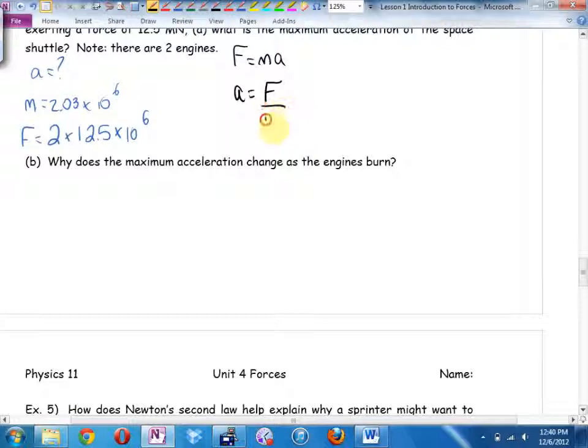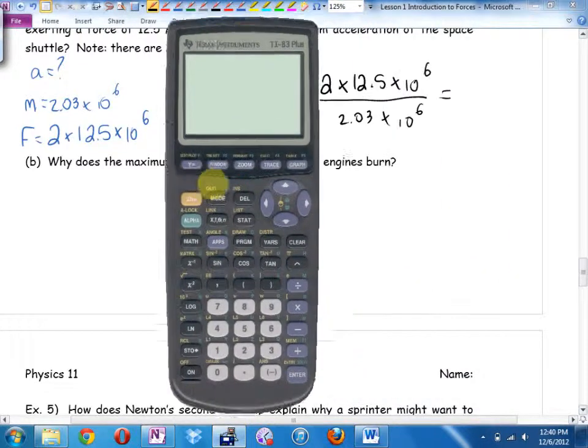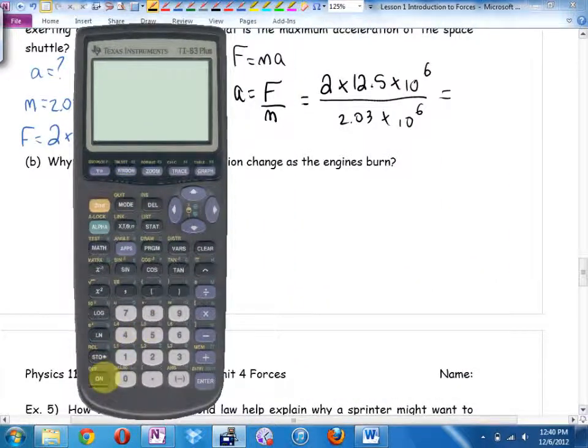Now you'll write. Go figure. The force is going to be 2 times 12.5 times 10 to the 6th, and mass 2.03 times 10 to the 6th. I can use my scientific notation, but I'm kind of curious, what do the space shuttle astronauts experience? What kind of an acceleration? 2 times 12.5 scientific notation button 6 divided by 2.03 scientific notation button 6.